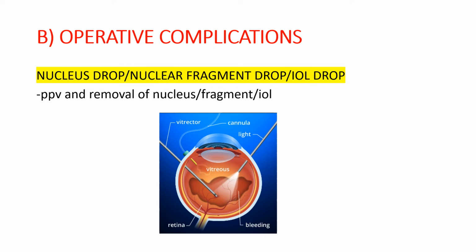So here in this picture you see there are three ports which are being made at the pars plana level, and through these three ports, one port is for the endoilluminator light, second port is for the infusion cannula for saline, and third port is for the vitrector machine. Now with the help of these three ports, the nucleus matter is cut and removed by the retinal surgeon. So basically for nucleus drop, we need to do pars plana vitrectomy followed by removal of the nuclear fragments or IOL.